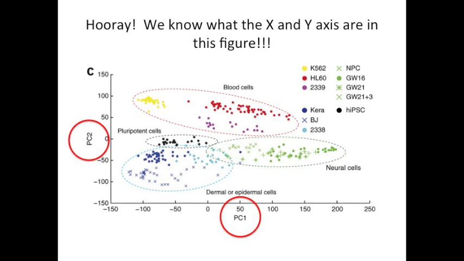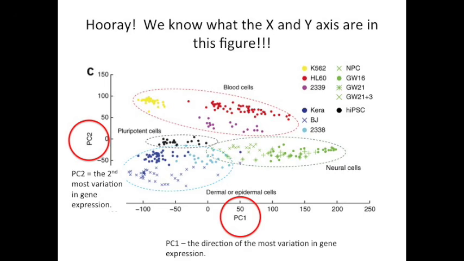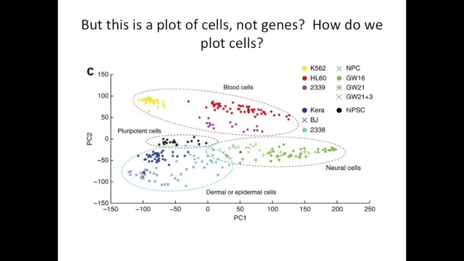Hooray! Now that we know what PC1 and PC2 are, we know what the x and y axes are in this figure. PC1 is the direction of the most variation in gene expression, and PC2 is the second most variation in gene expression. But I bet right now you're asking yourself this question. This is a plot of cells, not genes. How do we plot cells? So far, all we've talked about is how to plot genes.